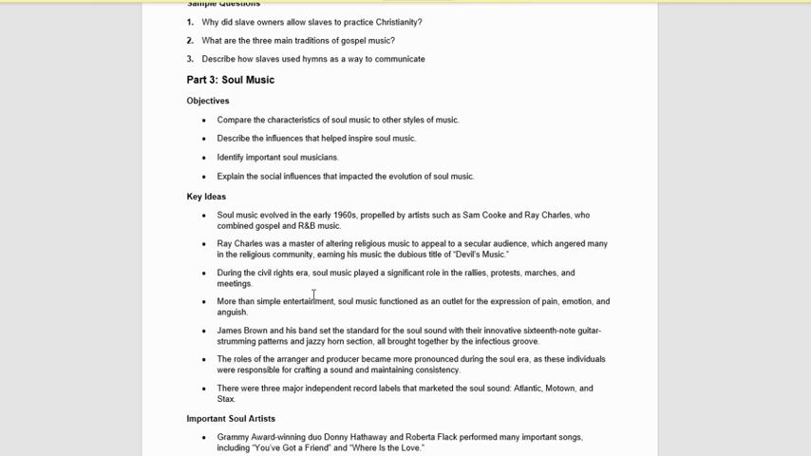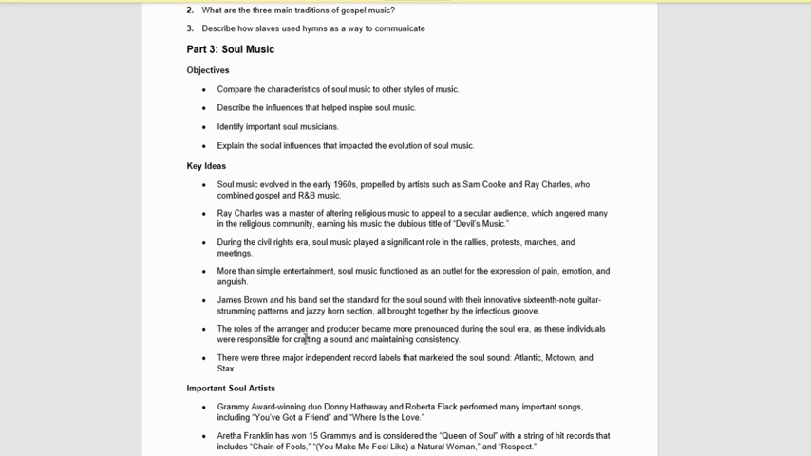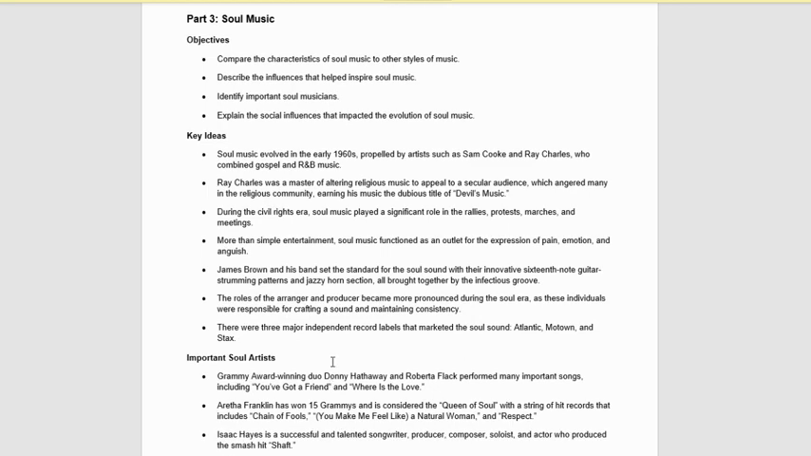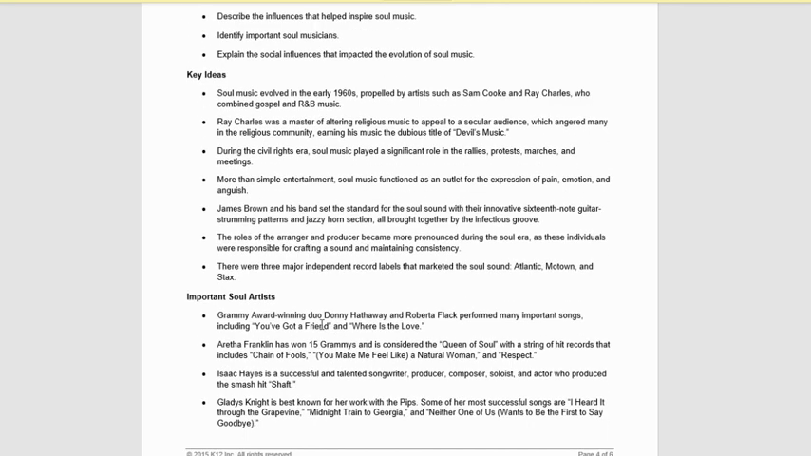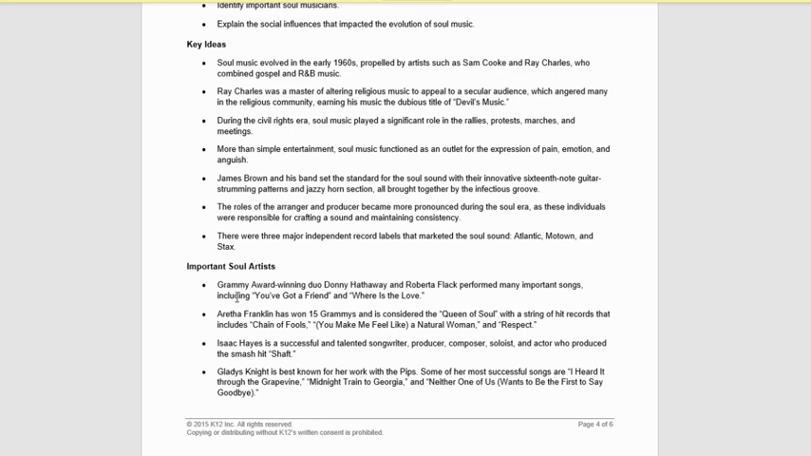Okay. Let's see. What else do I want to point out? We did talk a lot about James Brown. Oh, the three major independent labels. Remember the Atlantic, Motown, and Stax. Now, Motown is a whole other style that we went over, and so we'll go through that a little bit in the review as well. And then it talks about the important soul artists.